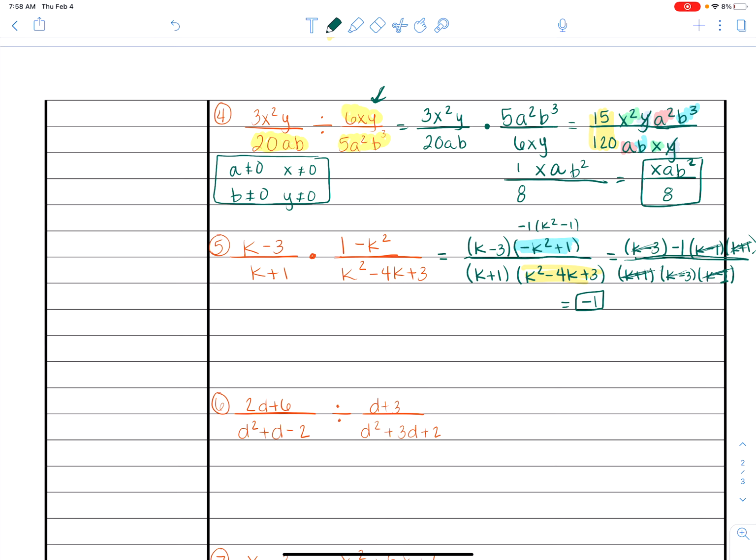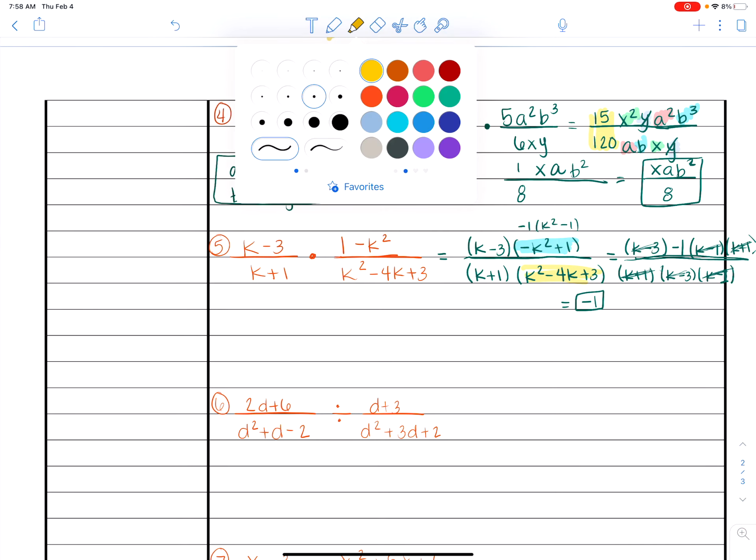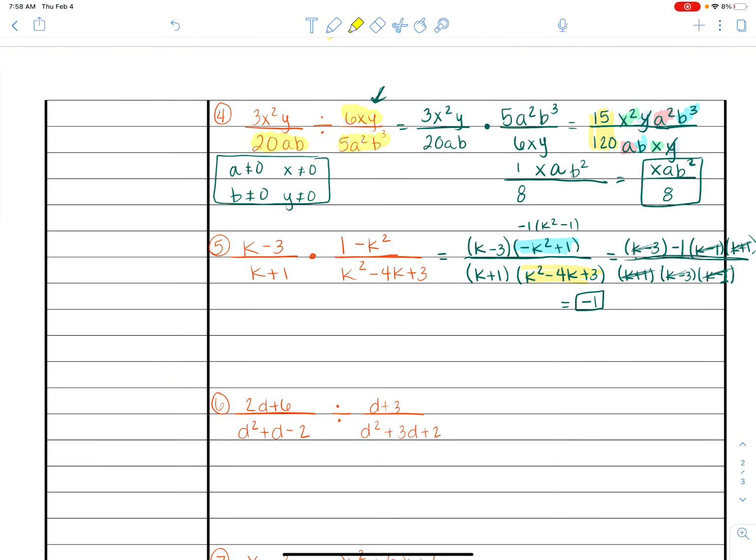Okay, now we still have to talk about our domain, because we still need to assume that k is not numbers that would make the denominator 0. Otherwise, these fractions wouldn't matter. So from the first one, k plus 1, I know that means k cannot equal negative 1. And then from the bottom, this k squared minus 4k plus 3, that factored into k minus 3 and k minus 1. So I know that k cannot equal 3 and k cannot equal 1.